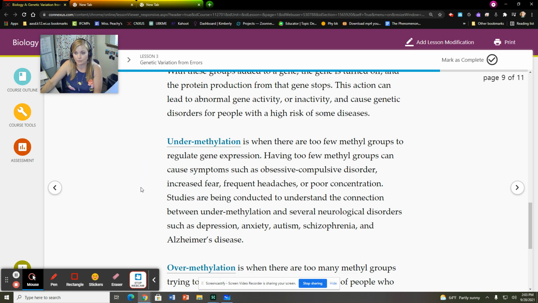Having too few methyl groups can cause symptoms such as obsessive compulsive disorder, increased fear, frequent headaches, or poor concentration. Interesting. Studies are being conducted to understand the connection between undermethylation and severe neurological disorders such as depression, anxiety, autism, schizophrenia, and Alzheimer's disease. So there's too much gene expression happening here.